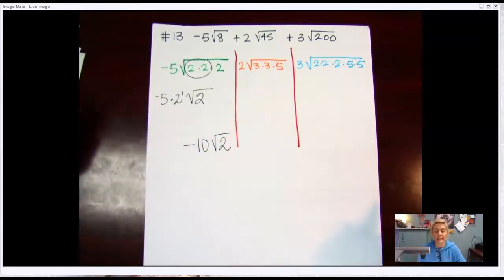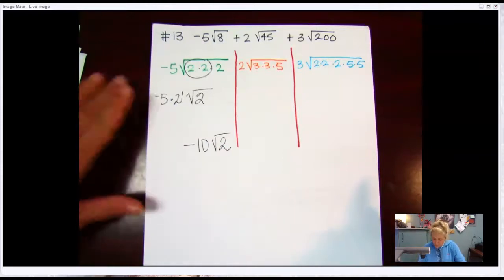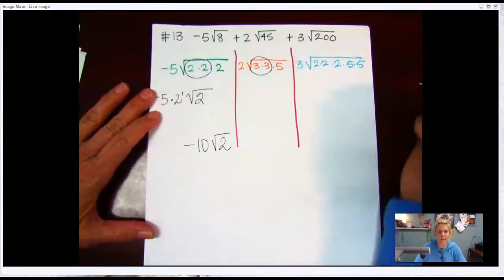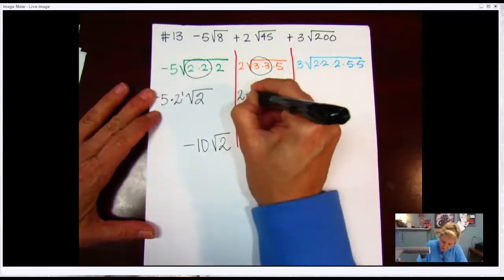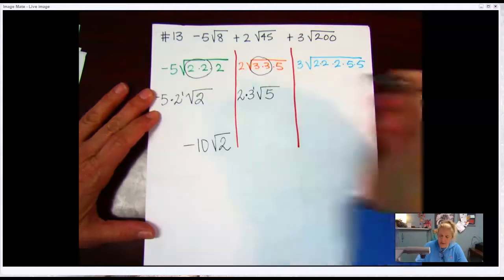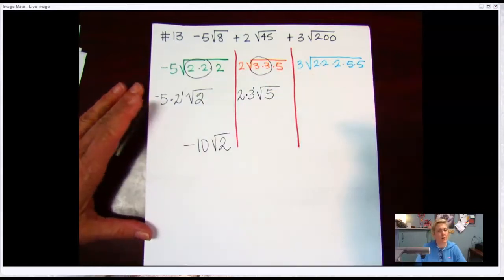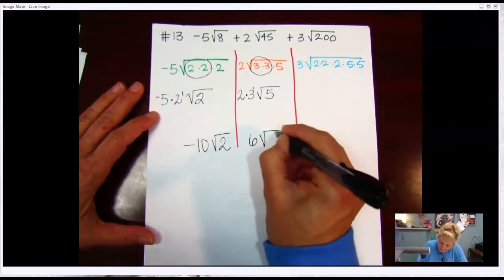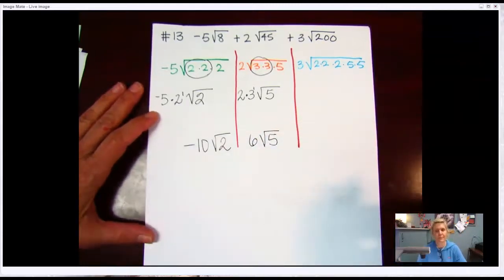Okay, let's take a look at the next piece. So for the next piece in here, I've got a set of 3's. I'm going to recopy that 2. Take out that 3, and this time I have a remainder of 5. So all I need to do for this middle column is multiply 2 times 3. So that's going to be a positive 6 square roots of 5.